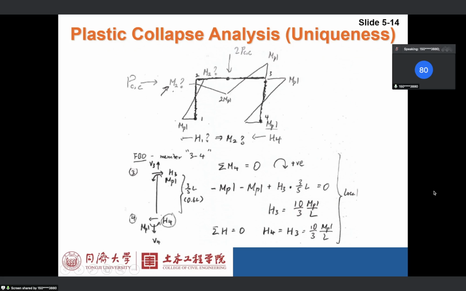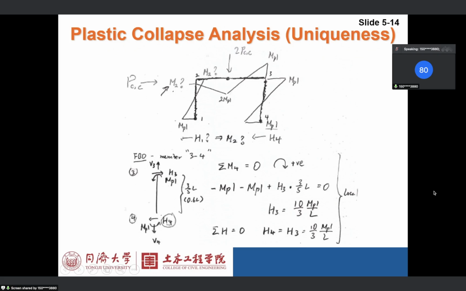Actually, there are different ways, different paths, different routines that you could follow. Different people have different ways to solve this problem. Maybe first you may isolate member 3, 4. It's up to you how to start. You can isolate member 3, 4, and then calculate the horizontal reaction H4, because we have a horizontal load here, right? So we can calculate H4. So let's start. We isolate member 3, 4.